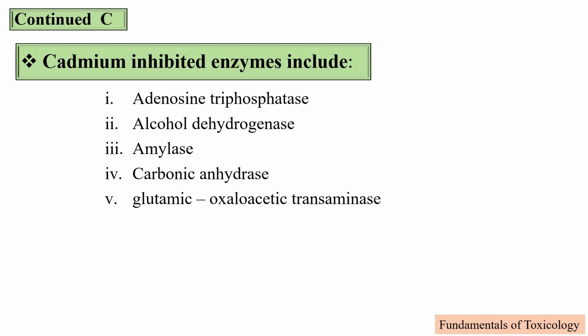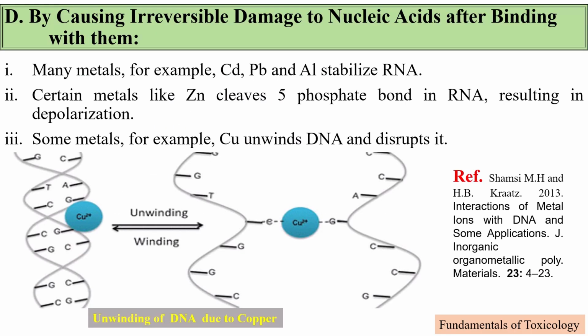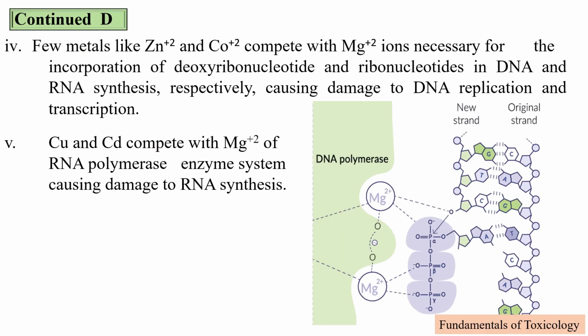Their action is inhibited when one metal ion of a metalloenzyme is replaced by another metal ion of similar size and charge. Thus, Zn++ in some metalloenzymes is substituted by Cd++ through competitive displacement, which leads to cadmium toxicity. Cadmium-inhibited enzymes include adenosine triphosphatase, alcohol dehydrogenase, amylase, carbonic anhydrase, glutamic oxaloacetic transaminase. Lead-inhibited enzymes include acetylcholinesterase, carbonic anhydrase, cytochrome oxidase, alkaline phosphatase, ATPase, and key enzymes used in the synthesis of heme.